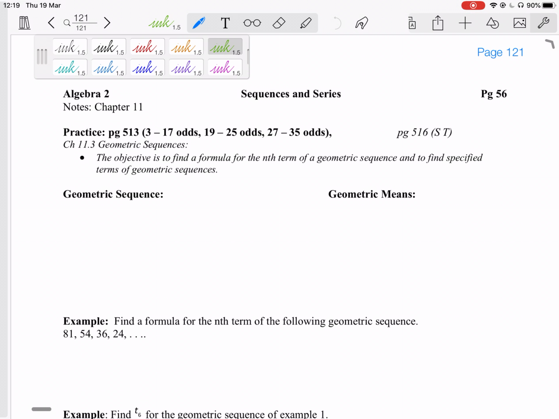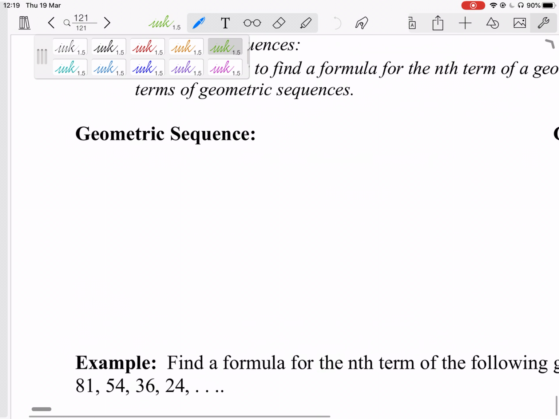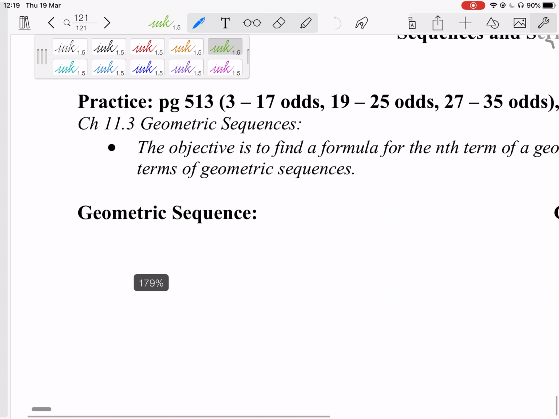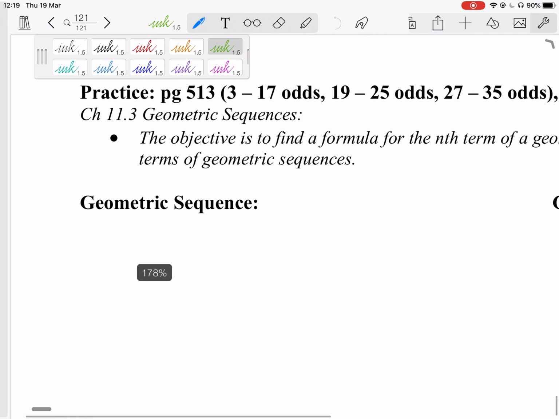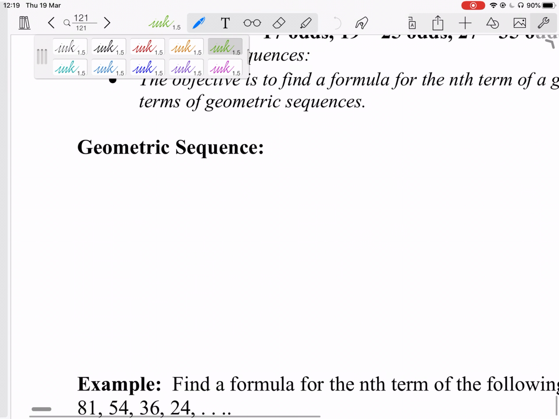So I have another video on arithmetic. Today we're going to look a little bit deeper into geometric sequences. So for my students who are learning from home right now, it's chapter 11.3, geometric sequences.